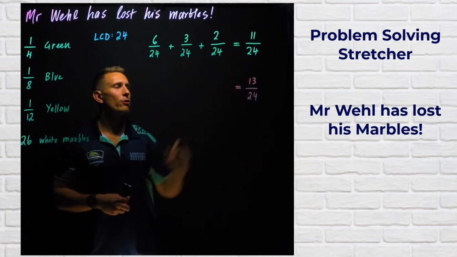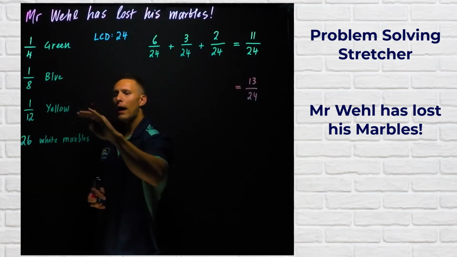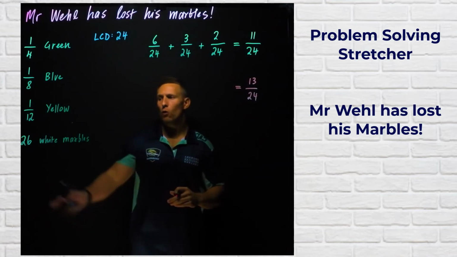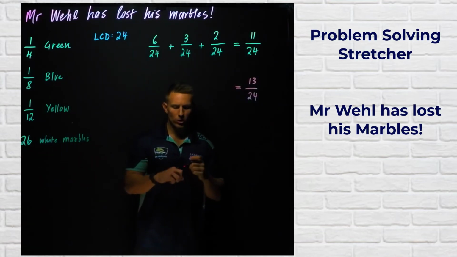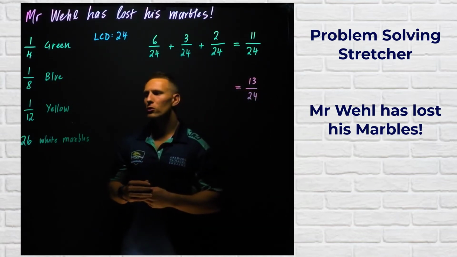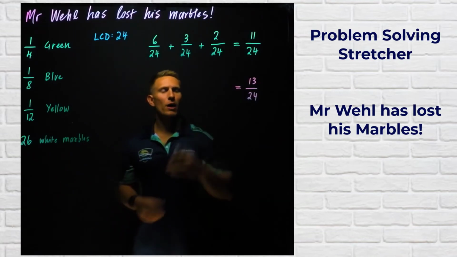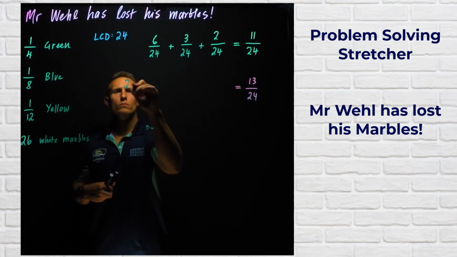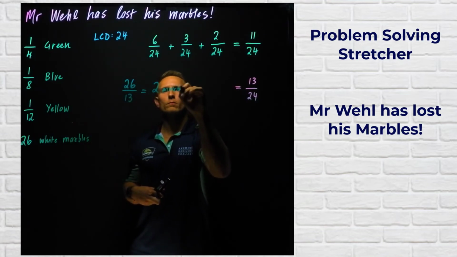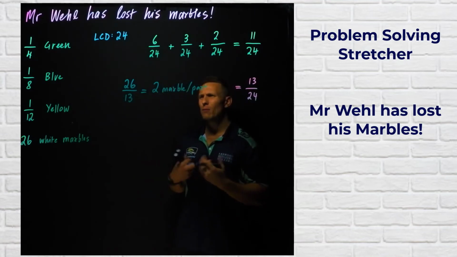So if we add 11 and 13 together, we get 24. 24 over 24, that's going to account for all our marbles, so our green, our blue, our yellow, and our white. So we know that 13 out of 24, that is our 26 white marbles. So what we're going to do now is use this fraction, our 13 out of 24, to work out how many marbles there are per one part. So if we divide 26 by 13, we get 2 marbles per part.